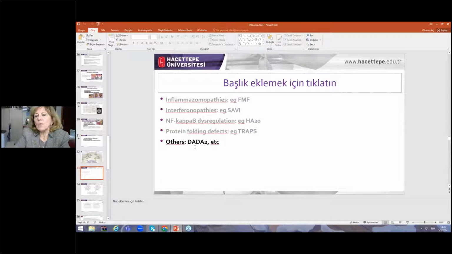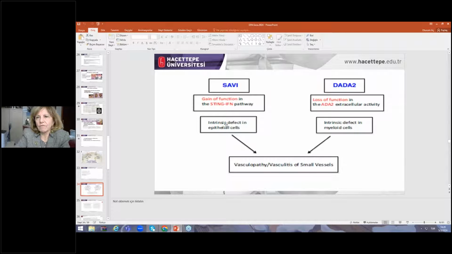The last group I wanted to talk about, I'll leave the protein folding defects to Helen. So the last group I want to talk about is DADA2, because DADA2 has been a real game changer in pediatrics. Now, SAVI and DADA2 seem to be monogenic autoinflammatory diseases that cause monogenic vasculitis.